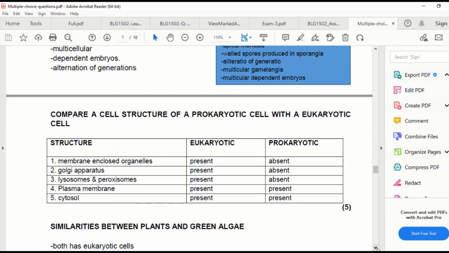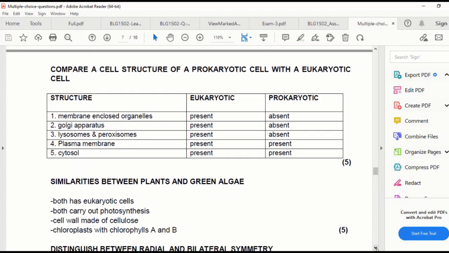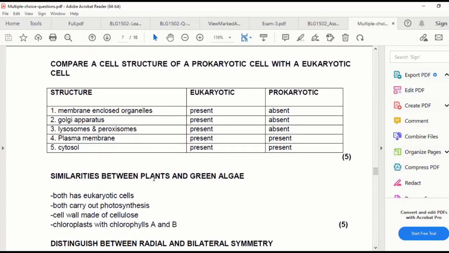Similarities between plants and green algae. We talked about algae last week. They both have eukaryotic cells. They both carry out photosynthesis. Cell wall made of cellulose, chloroplast with chlorophyll a and b, and also others which are also there.